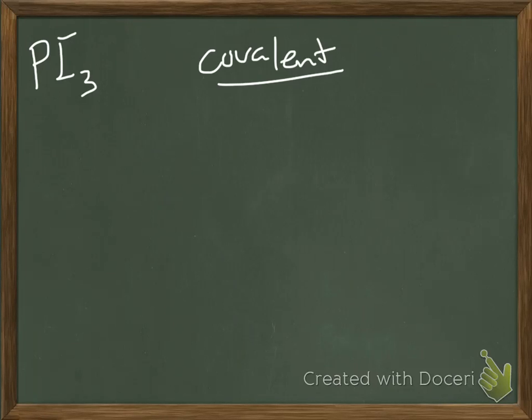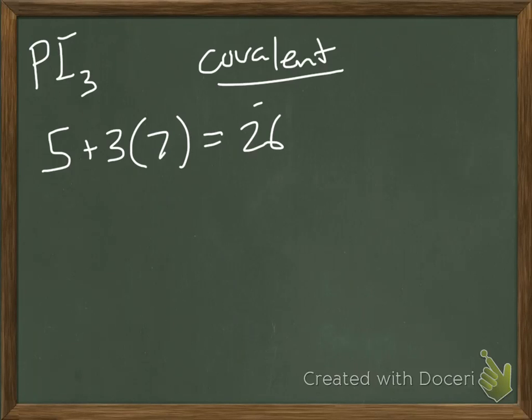Potassium trichloride. The worksheet got a little bit mixed up in terms of format, so just follow along with my order here. PI3, this is covalent, because they're both nonmetals. Let's count them up. Phosphorus has 5. There are 3 iodines. Each iodine has 7. That's a total of 26 valence electrons.